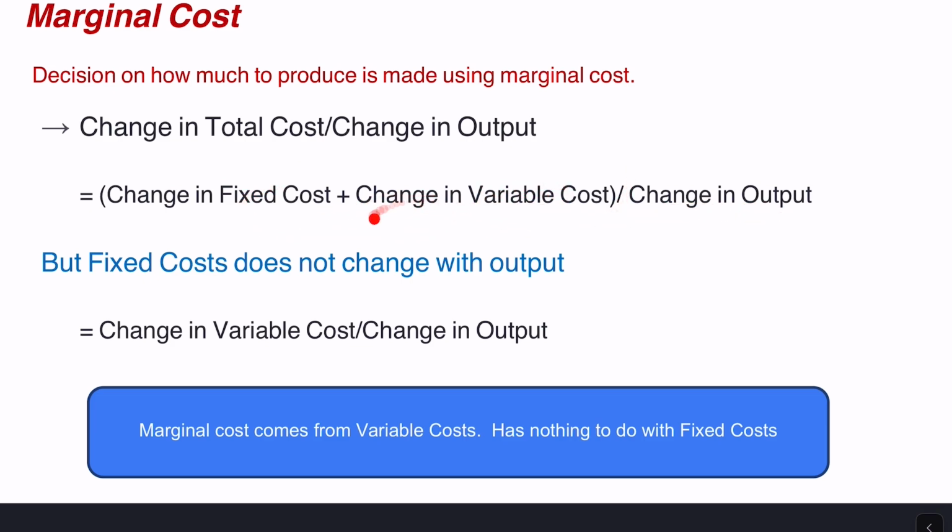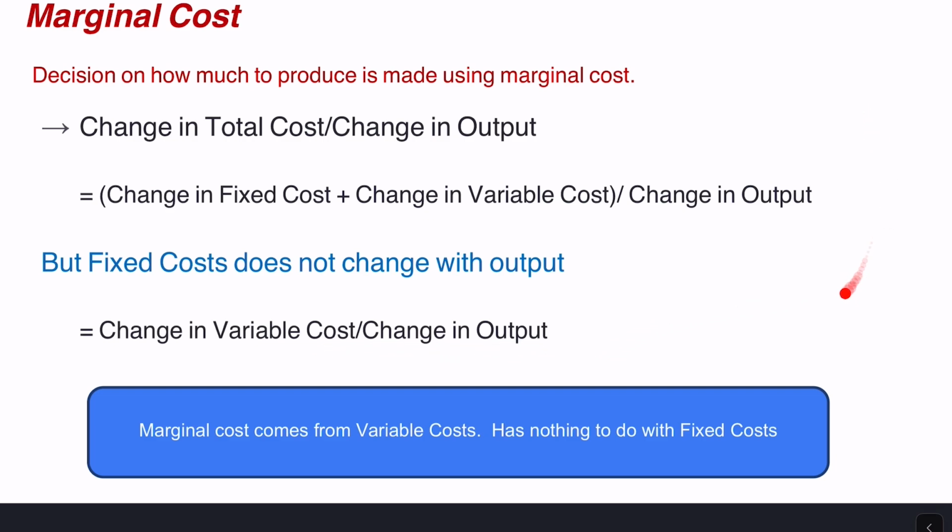And we can simplify this because we know fixed cost doesn't change with output level, and so this is basically going to be 0. So we can simplify this by putting in a 0, and our marginal cost is going to simplify down to just the change in variable cost divided by the change in output.